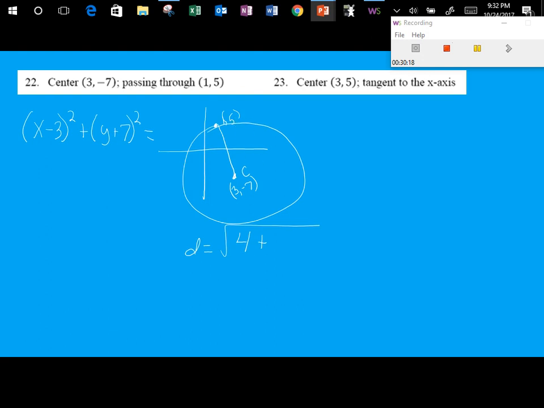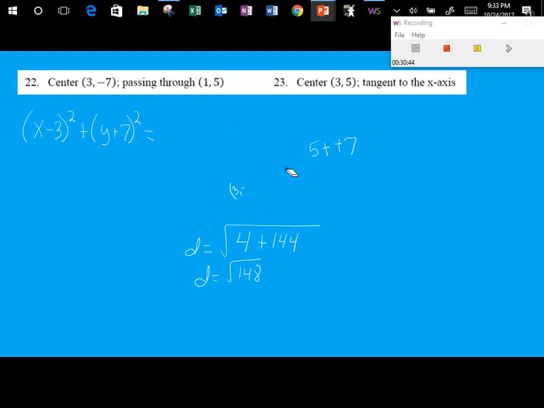The difference of the y's is 5 minus negative 7, which becomes 12. 12 squared is 144. Now when I simplify this, I get the square root of 148. The radius then is the square root of 148. You've got to square that, and that's what goes here.